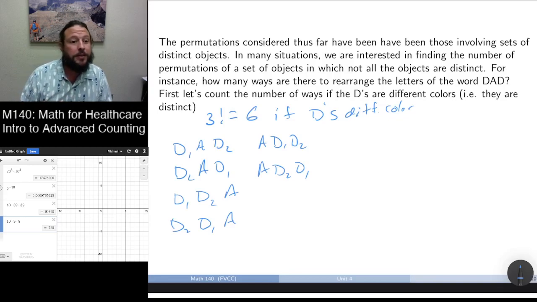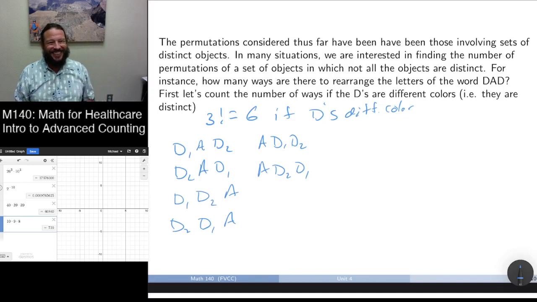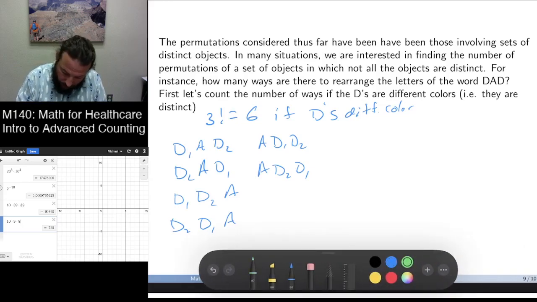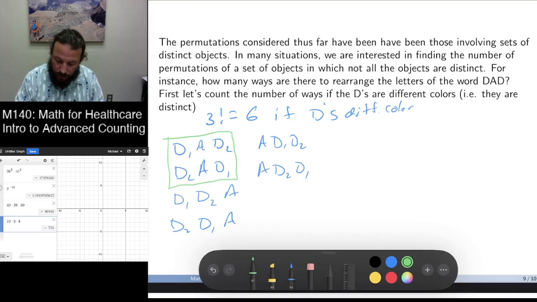Oh, and that's 6. All right, there's our 6 of them that we have. Now, what about when they are not distinct? Remember, that's the 6 if they're distinct. But now, what happens if I erase or hide the 1s and 2s, so to speak? Well, these two then are the same thing. They don't count as different things.